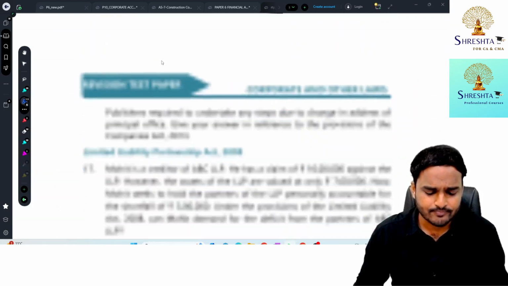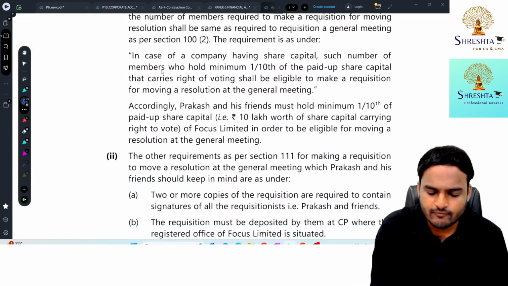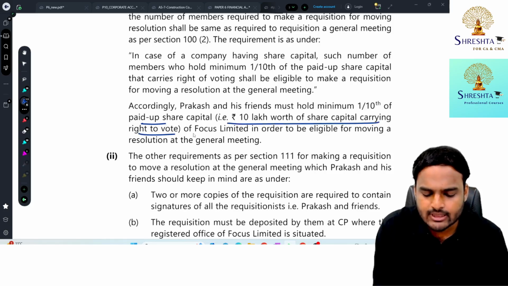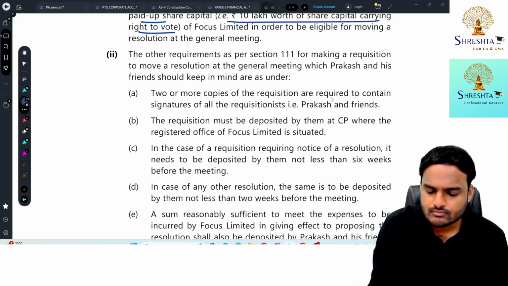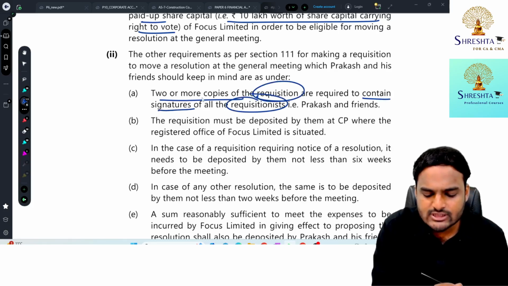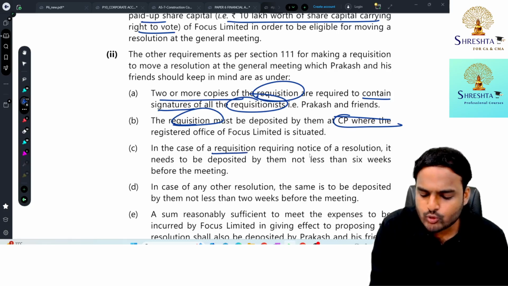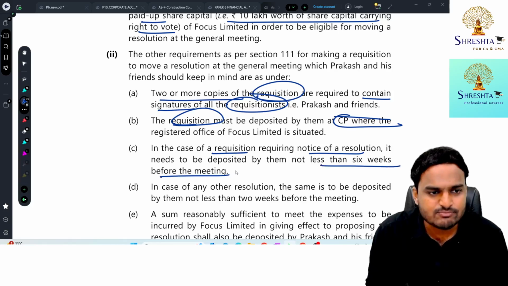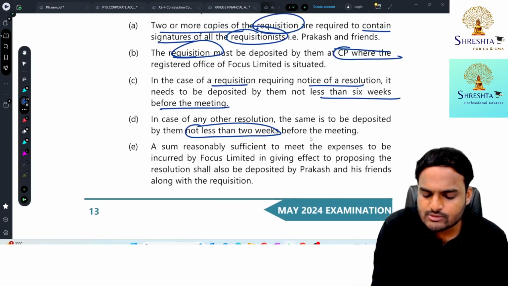Let's see the answer. So 1/10 of paid up share capital means 10 lakhs worth of share capital carrying right to vote. Next one, other requirements. 2 or more copies of the requisition are required to contain signature of all the requisitionists. The requisition must be deposited by them at a registered office of the company. In case of requisition requiring notice of a resolution, then it shall be deposited by them not less than 6 weeks before the meeting. Other cases, same to be deposited not less than 2 weeks before the meeting.